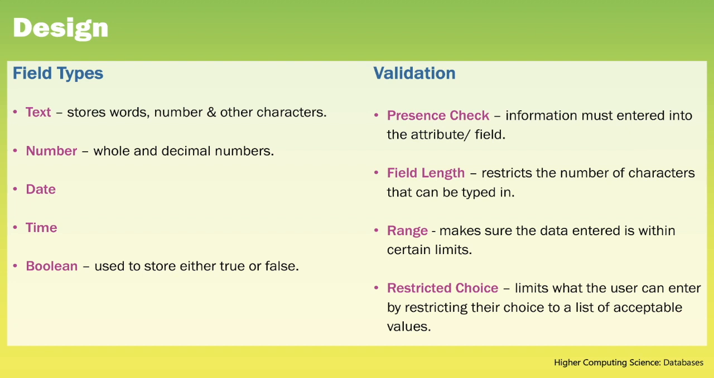From National 5, you will recall that a database can store text, number, date, time, and boolean. We can also apply a range of validation to the different attributes within our database. A presence check to make sure there's a value entered into the field, a field length check to restrict the number of characters that can be typed in, a range check to ensure that the data is within certain limits, and a restricted choice to limit the number of options that the user can select.